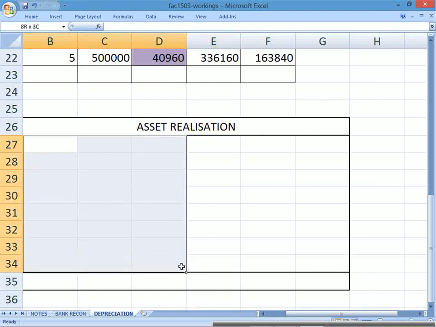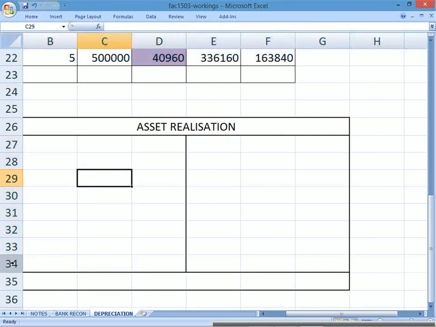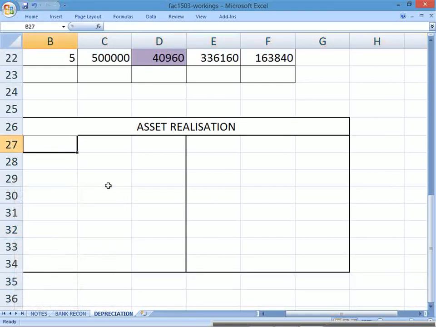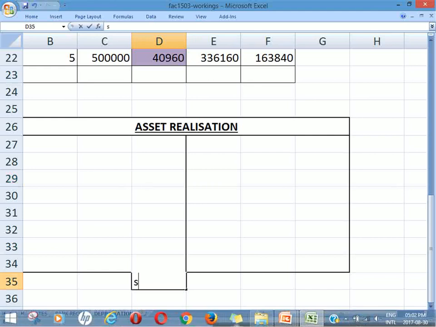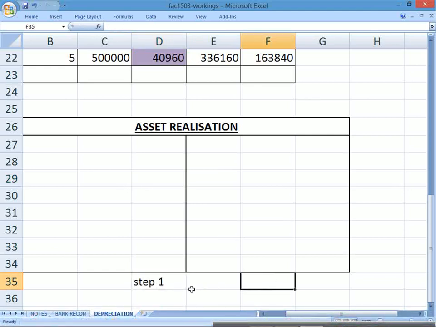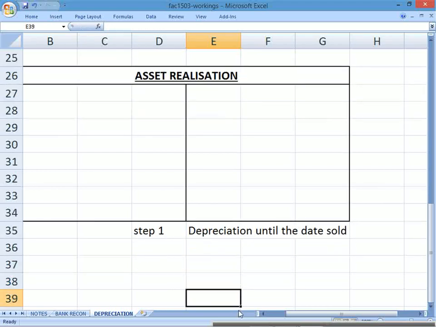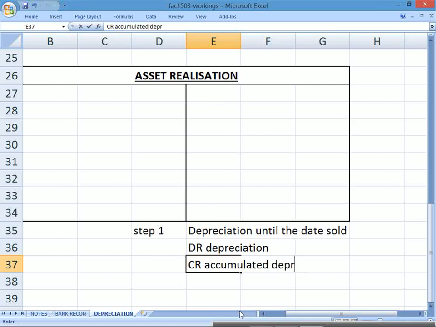Okay, asset realization will have a debit and a credit. Right, so if I'm looking at asset realization, step number 1, process any depreciation on the asset until the day that it's sold. Okay, so that would have been depreciation until the date sold. Okay, what would that look like? It would be debit depreciation, credit the accumulated depreciation. Okay, that's step number 1.